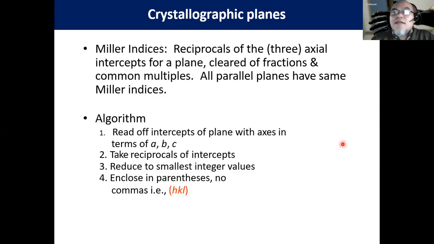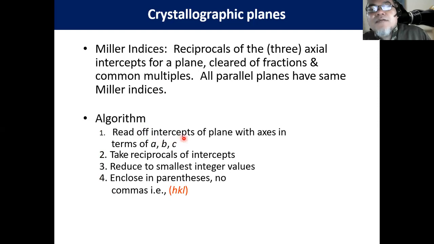Then we can also express a plane within a crystal lattice using what we call Miller indexes. Miller indexes are the reciprocals of the 3 axial intercepts for a plane. Clear the fractions and common multiples, then all parallel planes will have the same indexes. So if we have a plane, how do we do the algorithm?